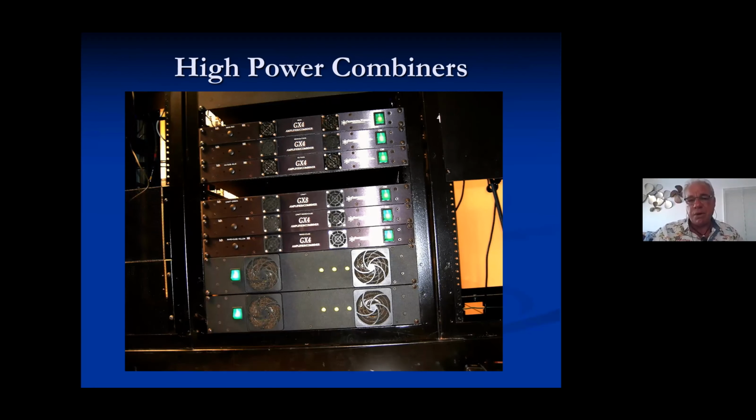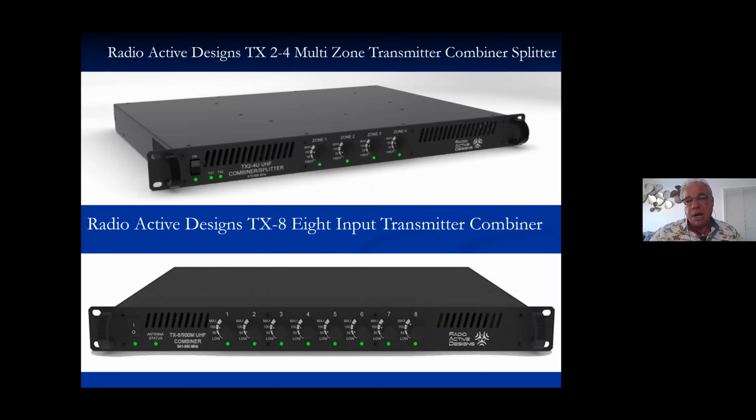Some different high power combiners out there. The one on top here is a RAD unit that takes a couple of signals and splits it to 4 different zones with independent RF controls. You could put anywhere from a fiber to a quarter watt into each zone. So there's lots of tools out there.